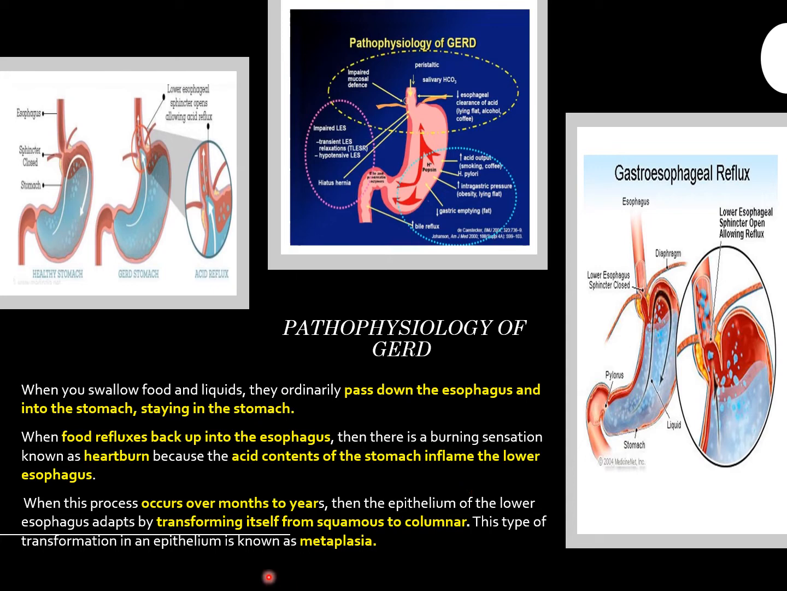When this process occurs over months to years, the epithelium of the lower esophagus adapts by transforming itself from squamous to columnar. The lining of the esophagus is supposed to be squamous epithelium. But after years, the cells will adapt to become columnar, like the lining of the stomach. This type of transformation in epithelium is known as metaplasia.